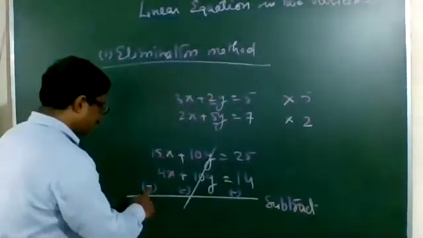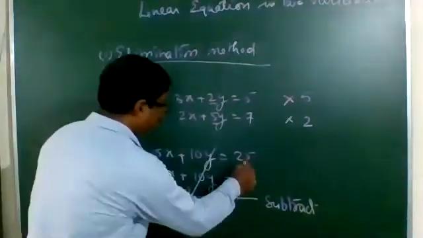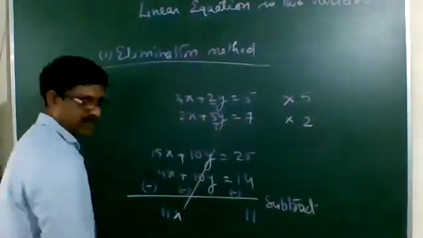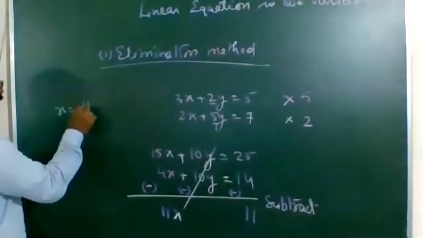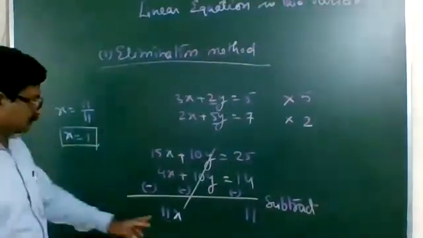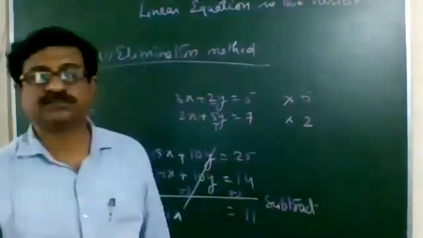Now 15x minus 4x is 11x. 25 minus 14 is again 11. This is cancelled. 11x equal to 11 we got. That's x equal to 11 upon 11, and that becomes 1. Therefore x equal to 1.